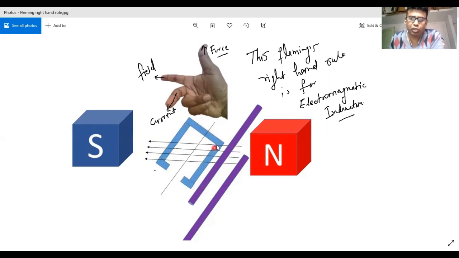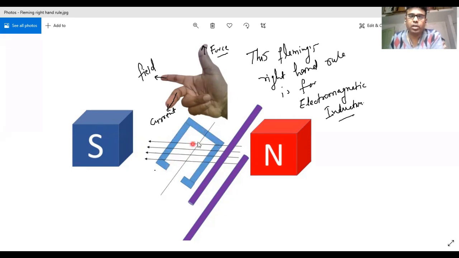This is generally used in the generator, and if the conductor is made in this shape and it is forced to rotate, either clockwise or anti-clockwise, the structure is said to be an armature. This structure is said to be an armature. So this is basically an armature, and it is forced to rotate.